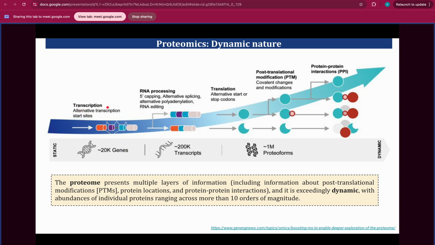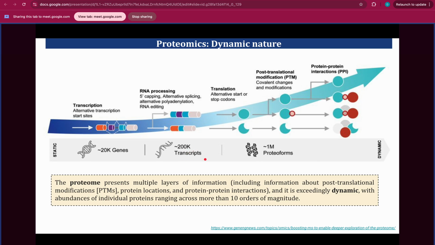And then comes transcription, where the DNA is converted to RNA. In RNA, there are mechanisms such as alternate transcription start sites, which will synthesize different RNAs from a single gene. So this is one kind of dynamical process which will disturb the static nature of the gene. When a gene makes RNA, different RNA products will be synthesized. That's why these 20K genes synthesize nearly 200K transcripts.